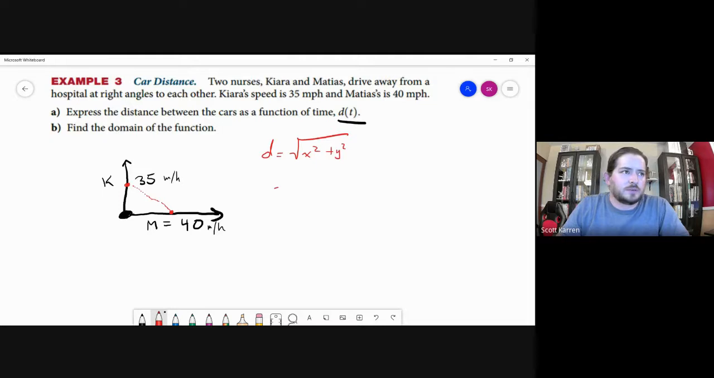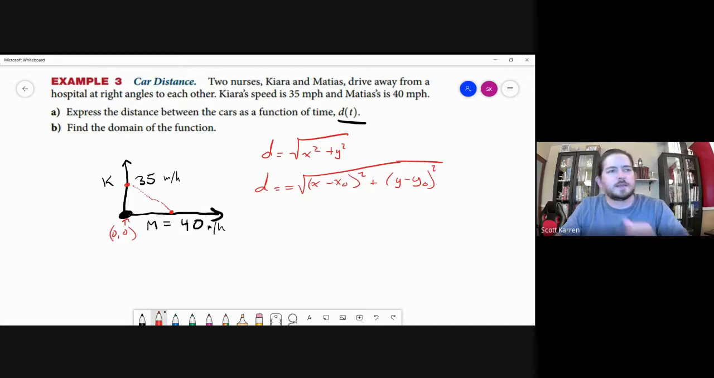Or we've seen this as the distance is the square root of the x minus the x naught value squared plus the y minus the y naught value squared. But in this case, we're calling x naught and y naught 0, 0. We're going to call this the origin where they started, which then simplifies into what we had right here anyway.